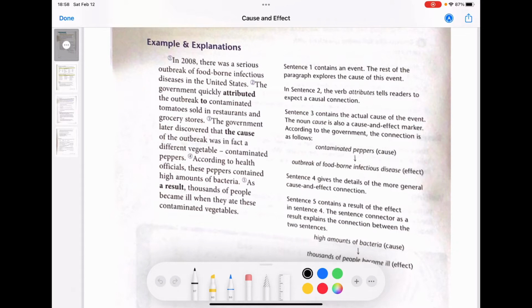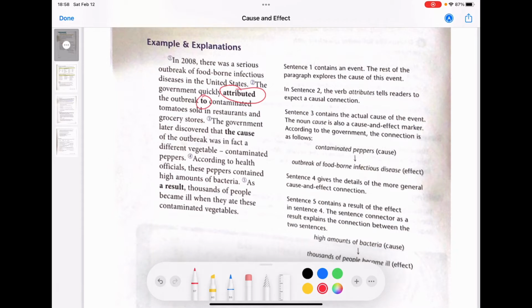Well, right away, you might see "attributed to." And these two words tell us immediately that there's a cause-effect relationship here. Now, in a moment, we'll look at a table and I'll explain to you the direction that these go. But right away, when you see this phrase attributed to, you know there's a cause-effect relationship.